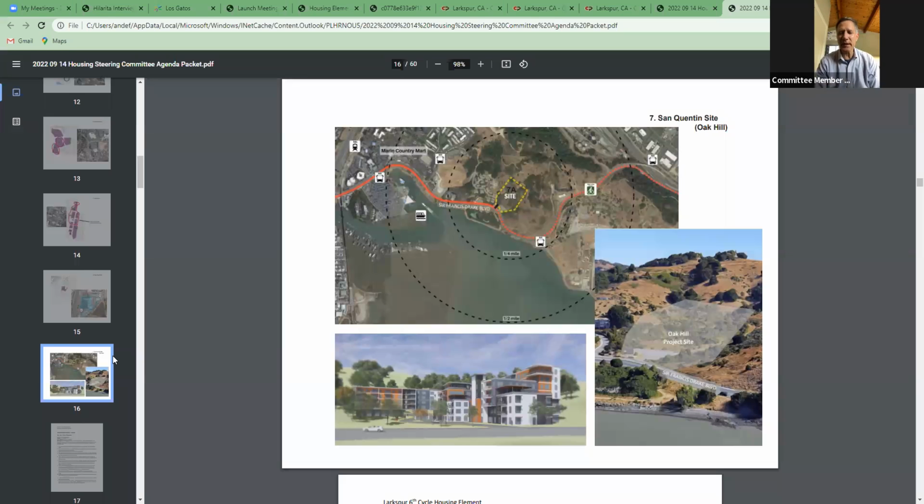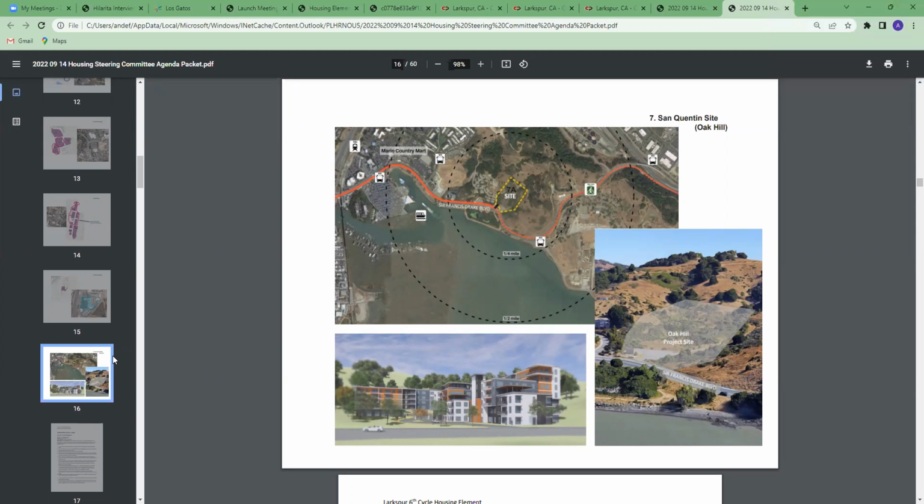Does the unincorporated Marin have RHNA numbers? They have a lot of units in their housing element, but I'm sure they're also very interested in keeping this in their housing element. But they did identify a lot of sites, so I think it's not critical to their housing element. Yeah, but they did identify this site as a candidate site for their purposes. Yes.